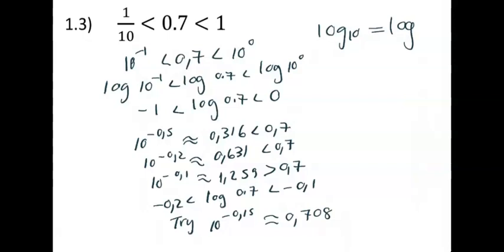So in fact, if we look up the log directly, then we get log to the base of 10 of 0.7 is approximately minus 0.155. So our guesses were very near to what we had before.